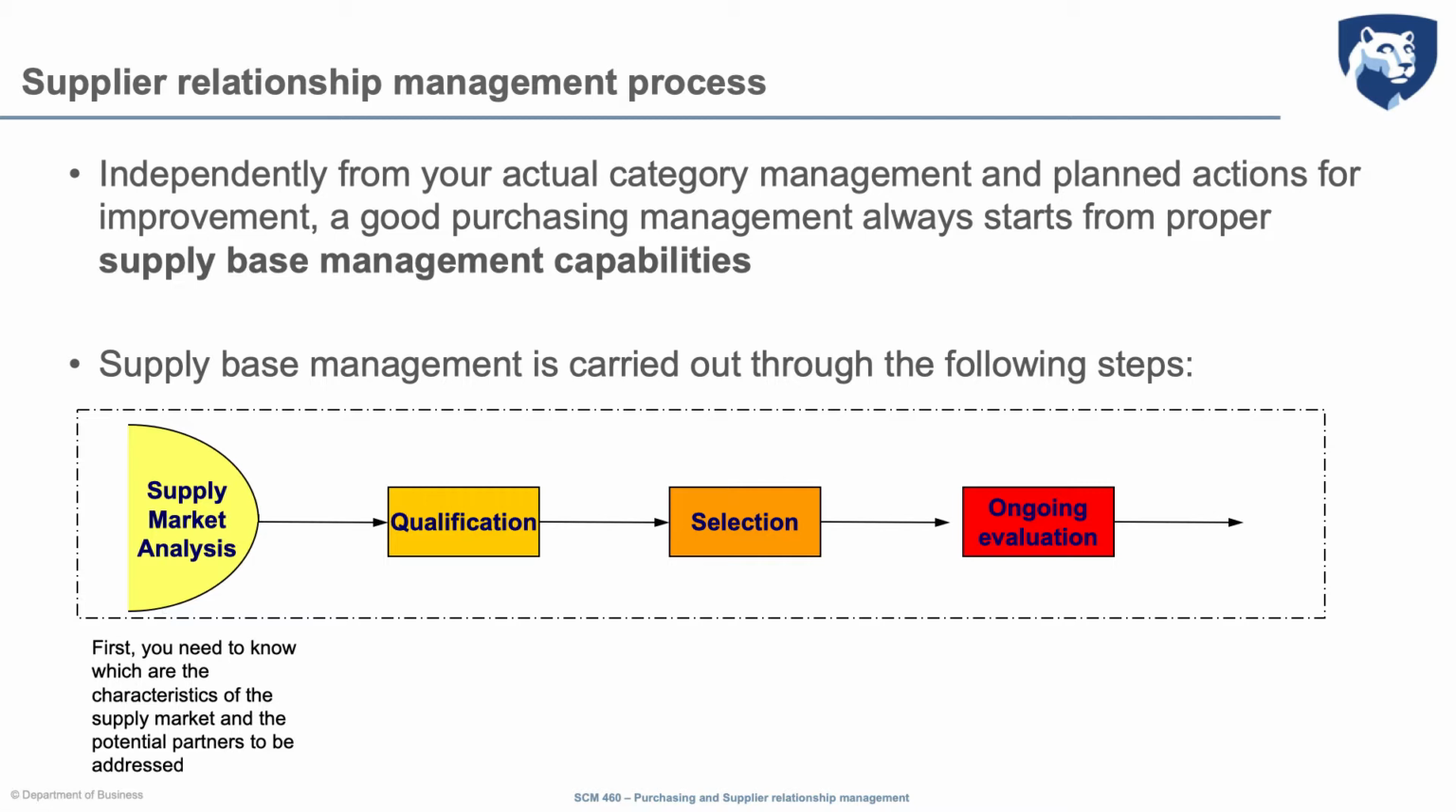Supply market analysis is the action that buyers and category management perform in order to analyze the characteristics of the supply market and identify, among the infinite number of suppliers, which are the potential partners to be addressed. Once I know which potential partners need to be addressed in the whole supply market, the first logical step that I can make is to create a potential supply base. So I analyze the market through structured market research, and I create a potential supply base.